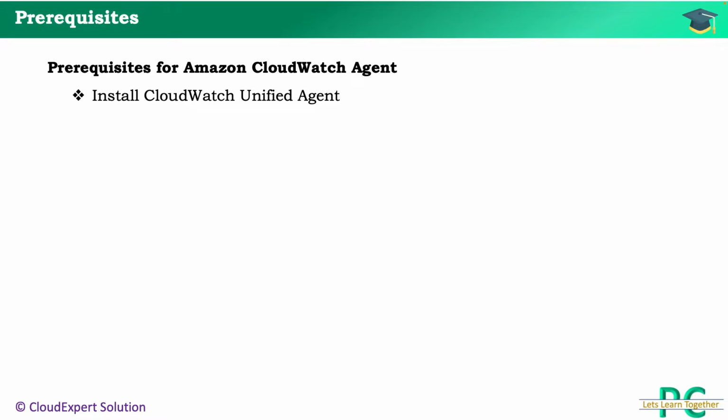To start with, we'll review the prerequisites for Amazon CloudWatch agent to work. The obvious thing is that you have to install the CloudWatch Unified Agent on your EC2 instance, or if you want to configure it for an on-premise server, you have to install it there. For today's video, we will use a Windows EC2 instance, but if you follow these steps on an on-premise server, you will get the same result.